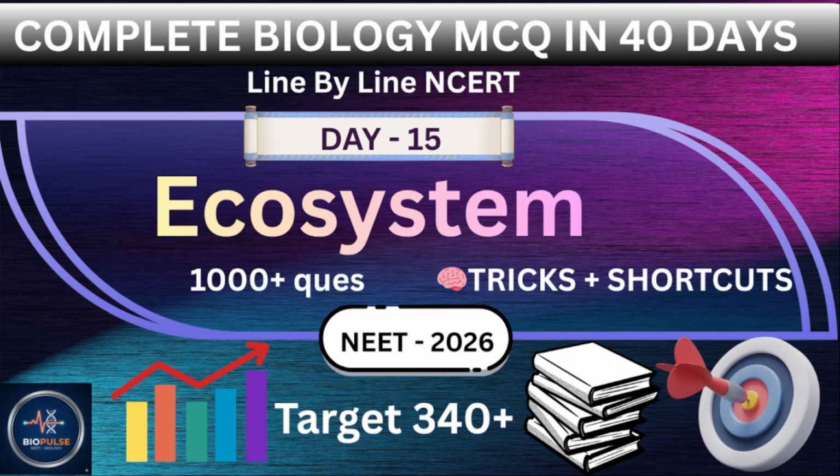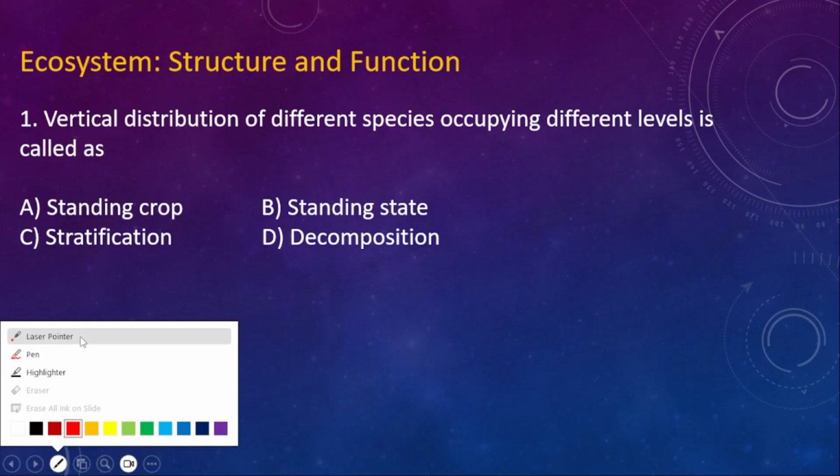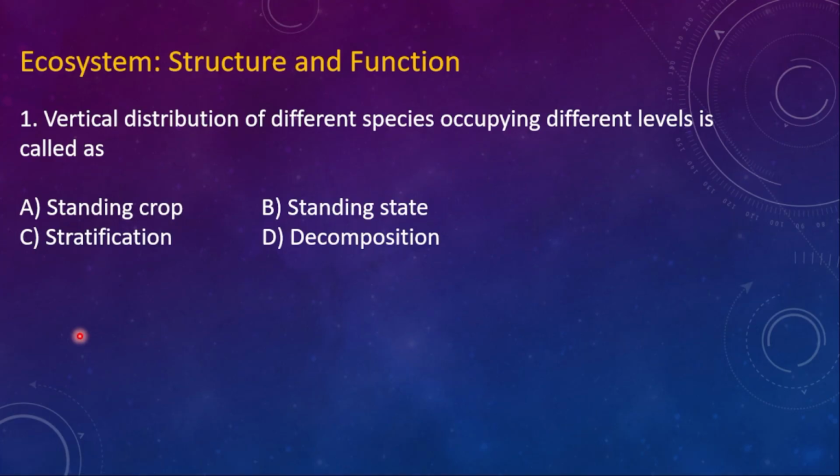So let's begin. The first question for today's concept is from ecosystem structure and function. First question: the vertical distribution of different species occupying different levels is called as A. Standing crop, B. Standing state, C. Stratification, and D. Decomposition. So here the right option is option C, stratification.